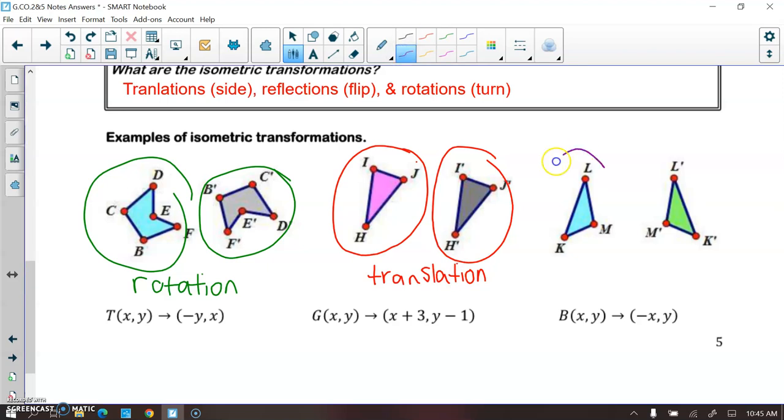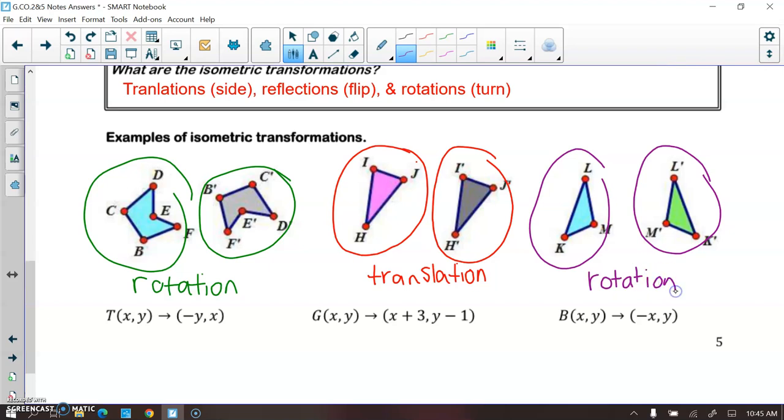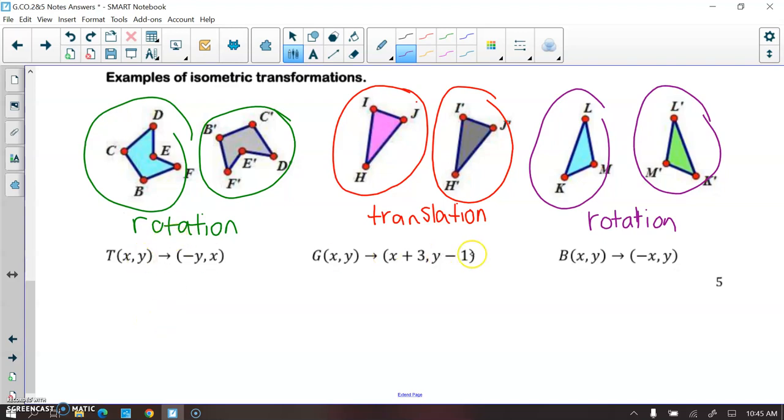And then lastly, this example here, to get from my pre-image to my image, what I did is I flipped it around. So that's an example of a rotation. And now we learned mapping notation, and these are some examples of mapping notation. Notice again that the capital letters are just the name of the transformation. It doesn't mean anything. So this would be called transformation T, transformation G, transformation B. It does not mean anything.